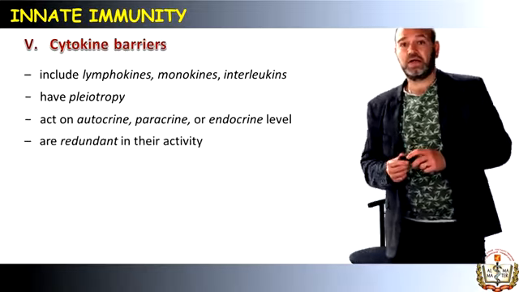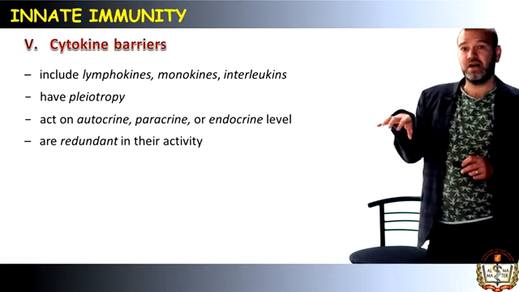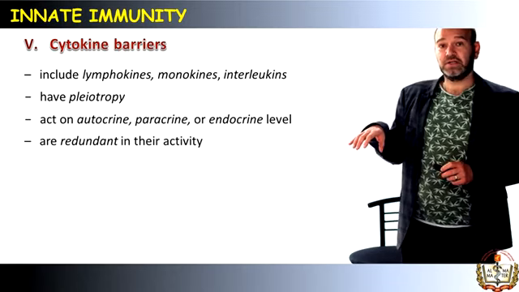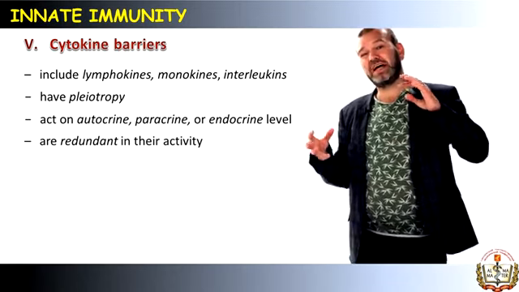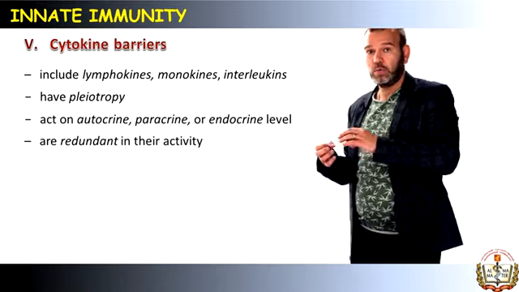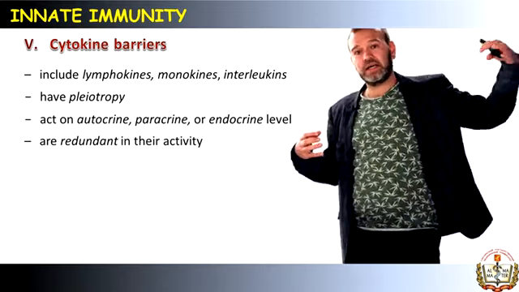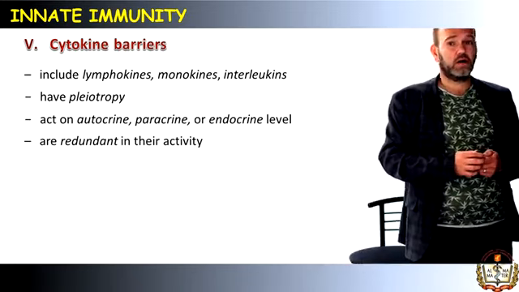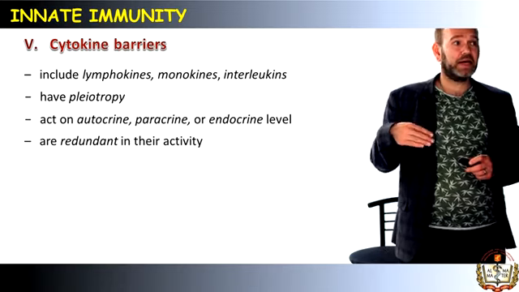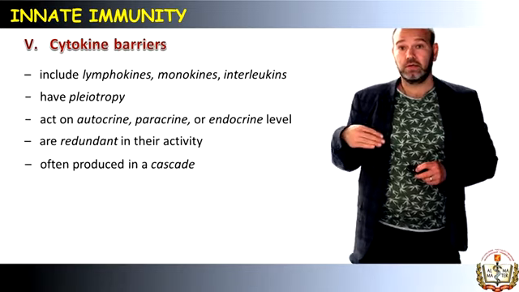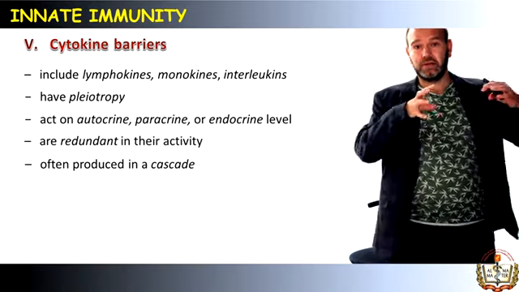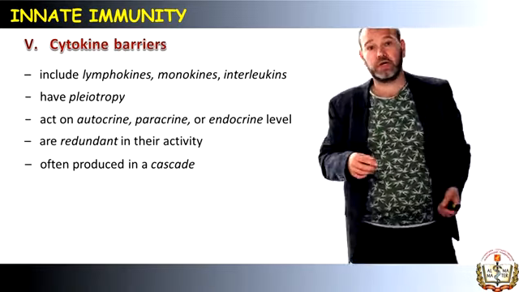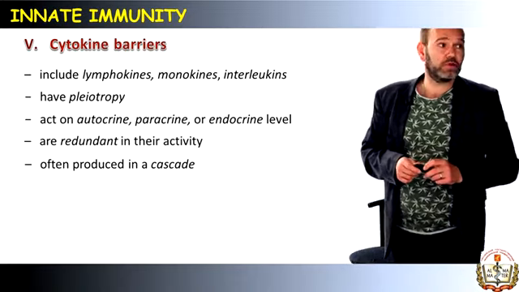Cytokines are redundant in their activity, meaning similar functions can be stimulated by different cytokines. It is important if production of some cytokine is affected or even blocked. We have kind of a backup. Another cytokine can perform the same functions. Similar to complement, cytokines are often activated in a cascade. One cytokine will stimulate a target cell to make additional cytokines. And you will have, again, a chain of reactions. And of course, the system is self-regulated.